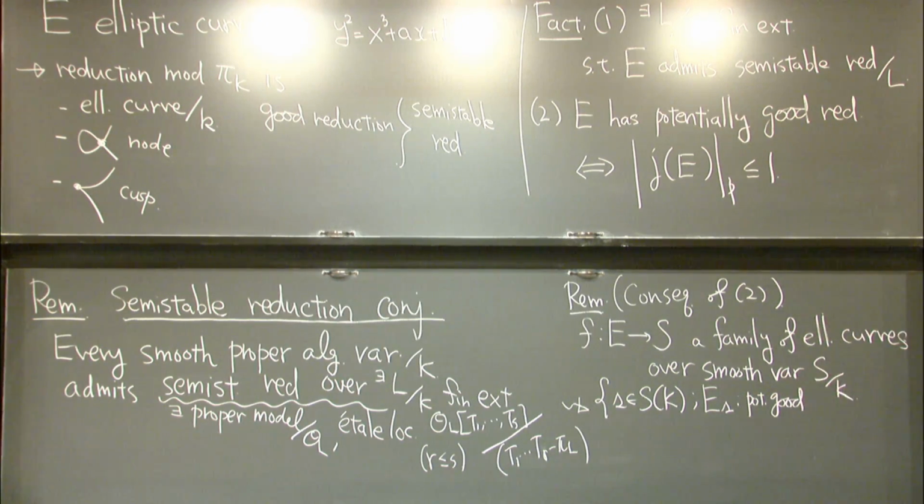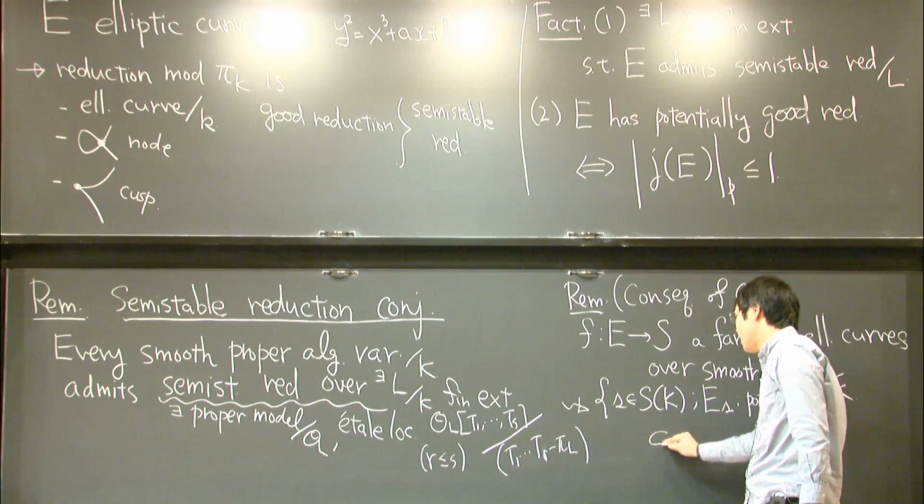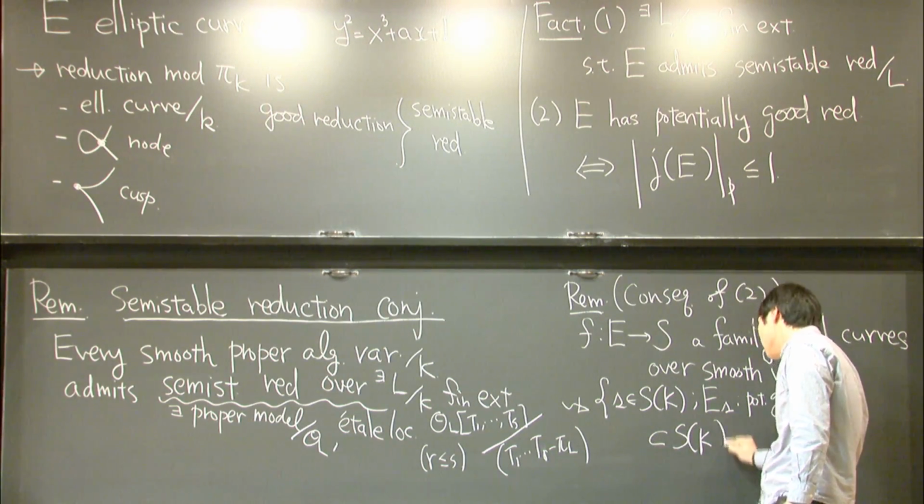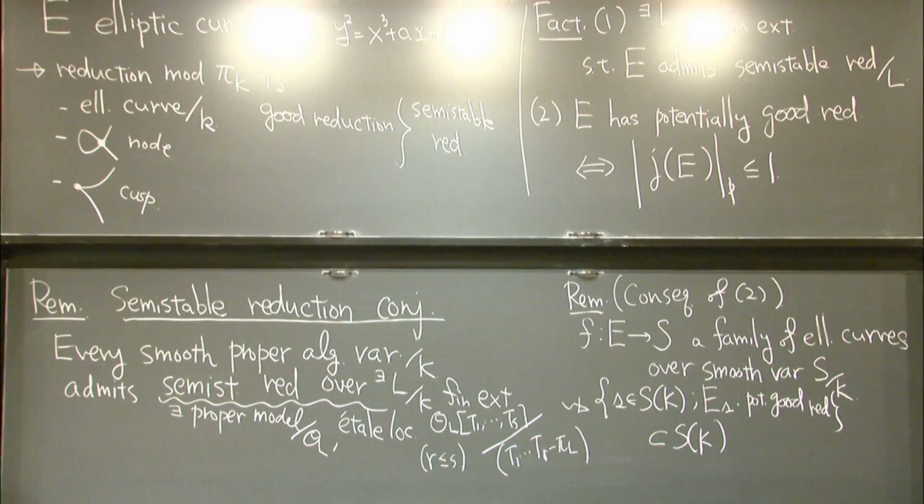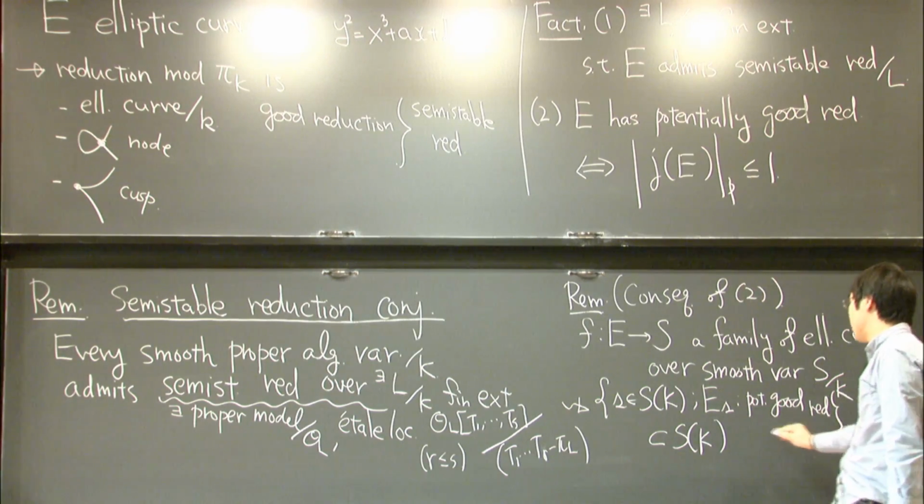For simplicity, let's take K, and then the same for K bar. Then this initially is just a subset of K-valued points. But if you equip it with the classical or naive p-adic topology, then this inequality says this gives an analytic open subset.